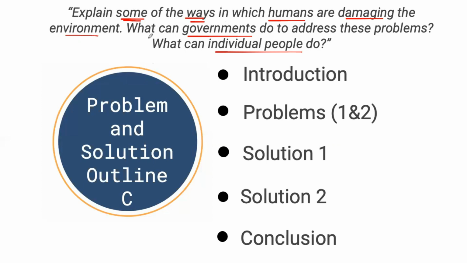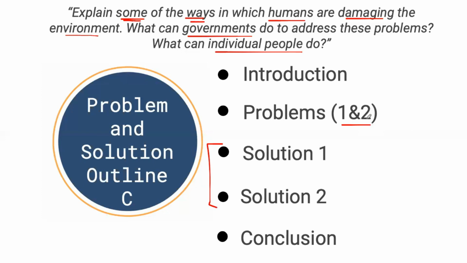So in this case, our first paragraph would be the introduction, as always. Our second paragraph would be talking about problems, 1 and 2. In this case, you have to think of problems 1 and 2. And you also have to think of your 2 solutions. And that's why this outline is considered the trickiest. It's also the most common because it's difficult and there's a lot for you to do in order to get your task achievement score to the highest that it can be.